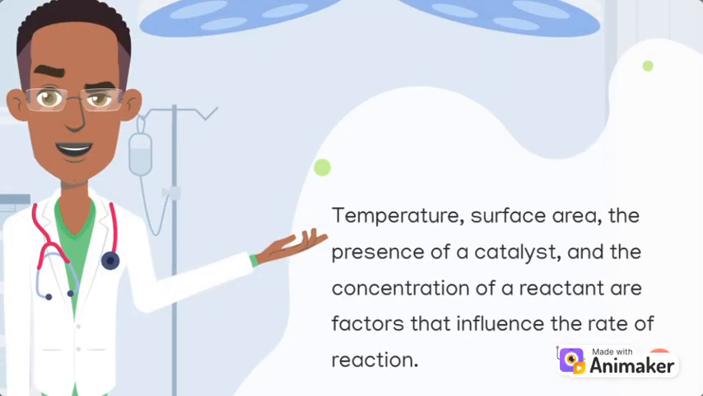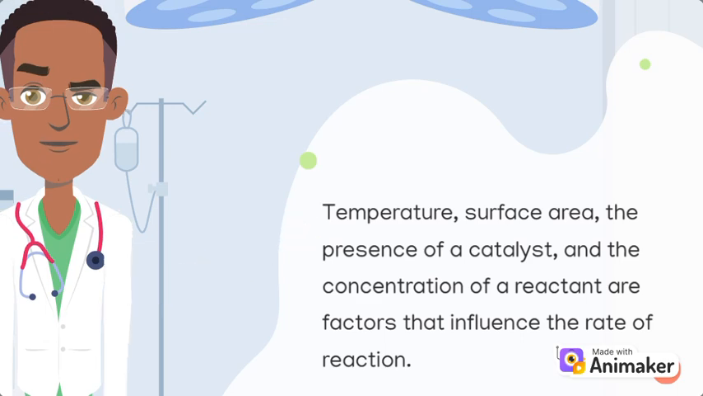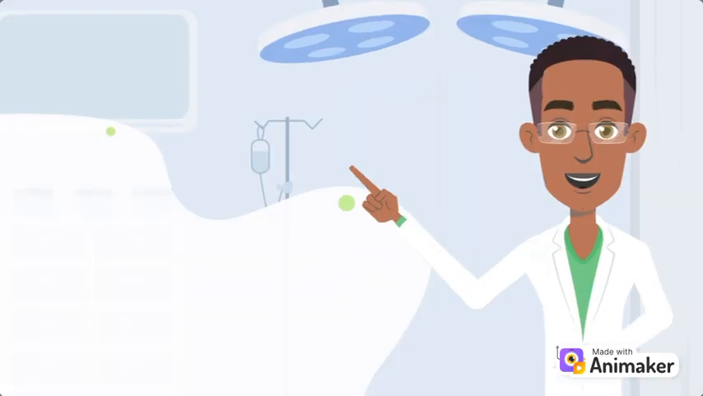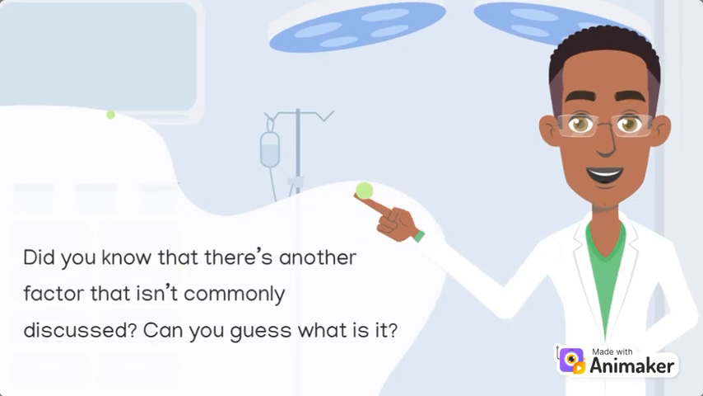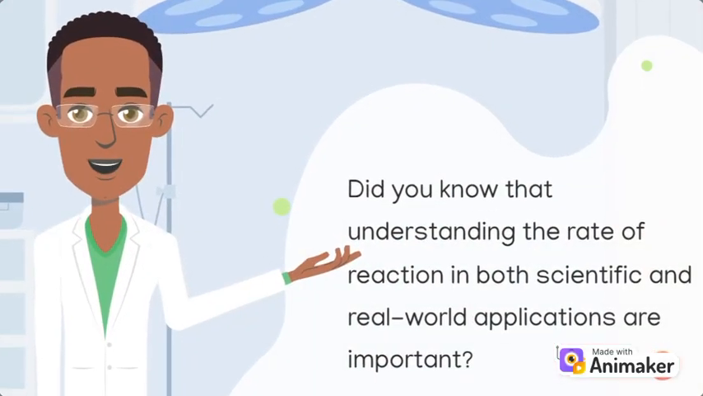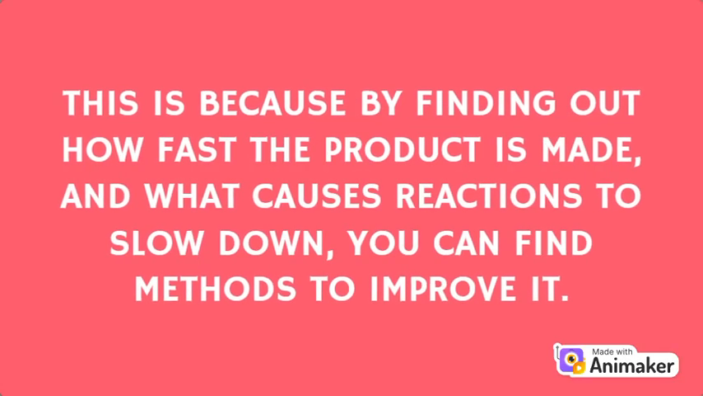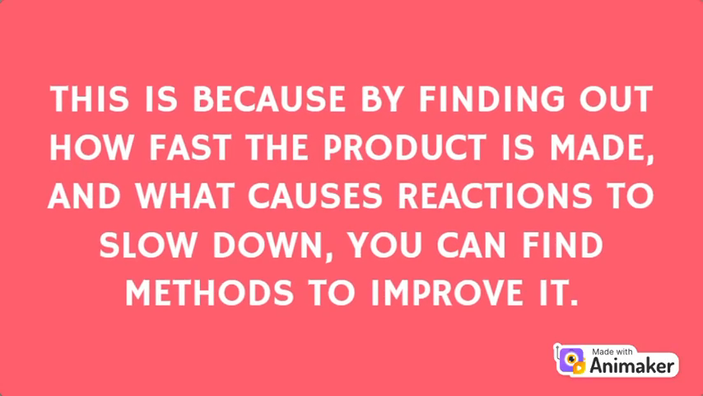Temperature, surface area, the presence of a catalyst, and the concentration of a reactant are factors that influence the rate of reaction. Did you know that there's another factor that isn't commonly discussed? Can you guess what it is? It's gas pressure. Did you know that understanding the rate of reaction is important in both scientific and real-world applications? This is because by finding out how fast the product is made, and what causes reactions to slow down, you can find methods to improve it.